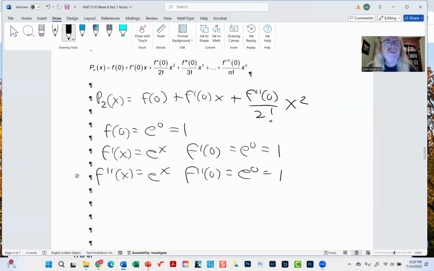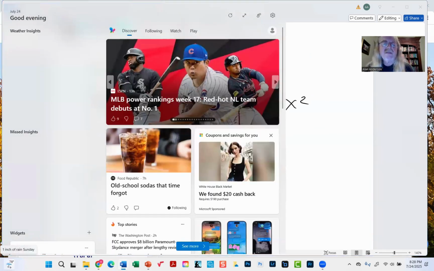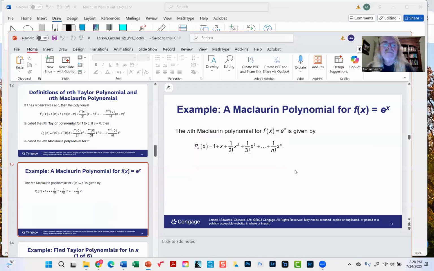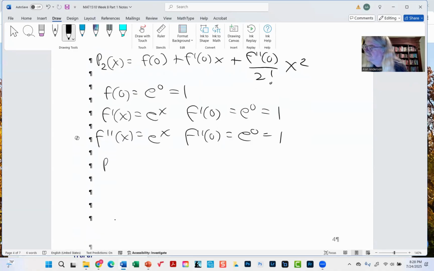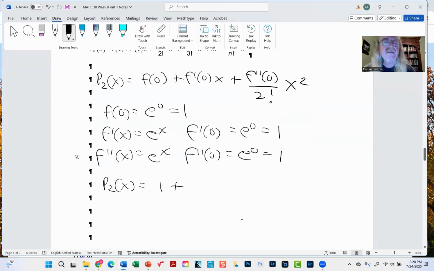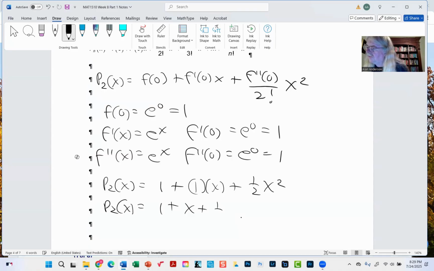So by making all those substitutions, you'll see that P2 of x. Okay, hold on a second. 1 plus, now f prime of 0, as you can see, is 1 times x. And then f double prime of 0 is 1, but that's divided by 2 factorial, which is just 2. So you can simplify this as 1 plus x plus 1/2 x squared.